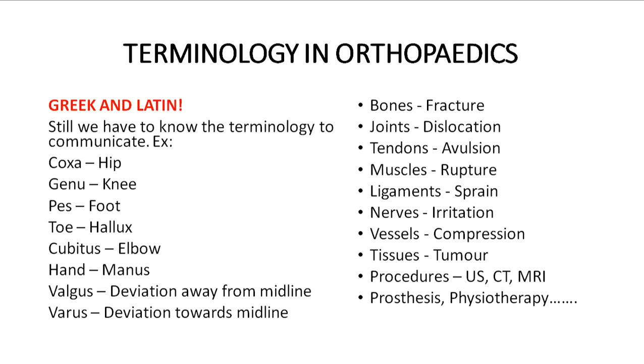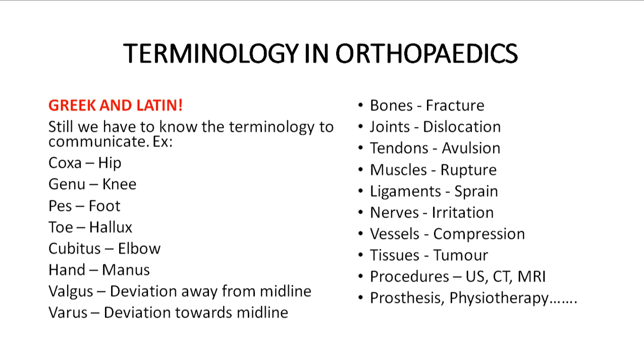Pes means foot. Like pes cavus. Okay. Toe is a hallux. Hallux is the toes, the great toe. So cubitus refers to the elbow. So when you say cubitus varus, valgus, that represents the elbow. And the deformities at the hand are called the manus. Manus valgus, varus. So when I cross these terms, you should not forget which joint they are referring to.